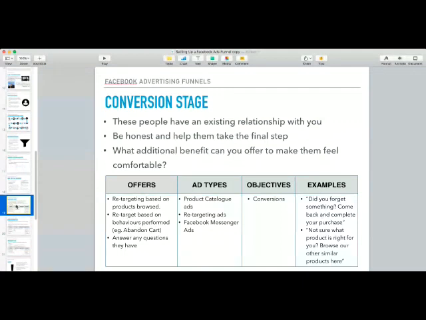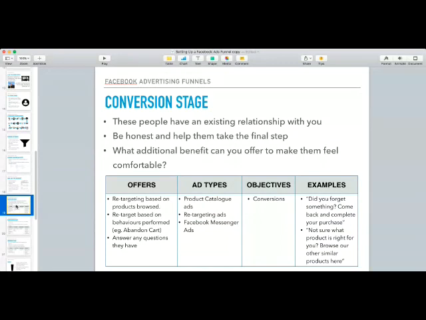And clearly, obviously, the examples of how you can talk to people and the language that you might use is very different. Like, did you forget something? Come back and complete your purchase. Speaking specifically to what behaviors they performed, and triggering, and again, be in front of mind. Perhaps they've browsed a bunch of products, not sure what product is right for you. Browse our other similar products here.